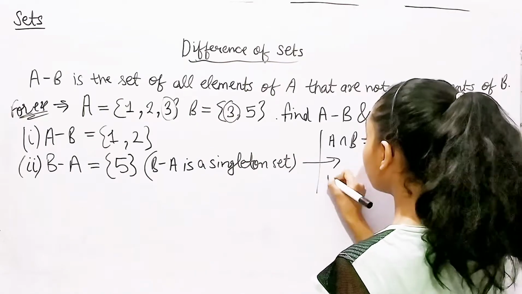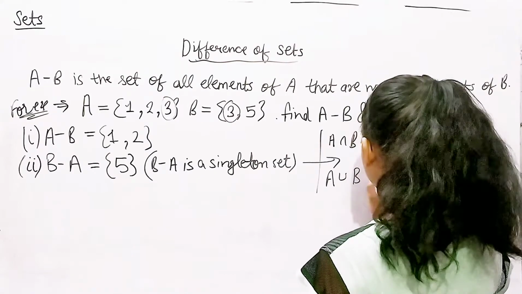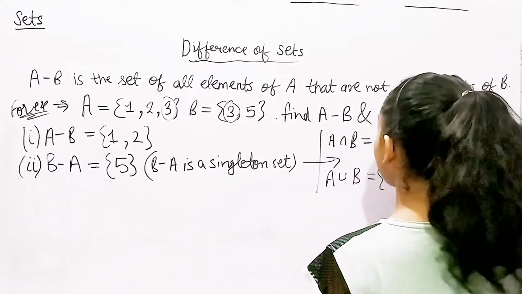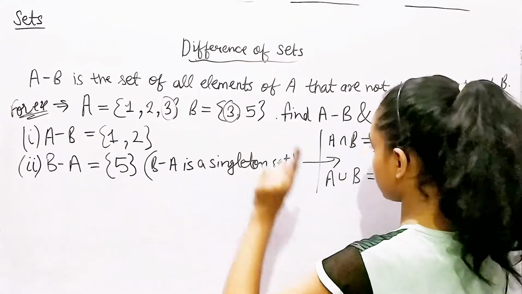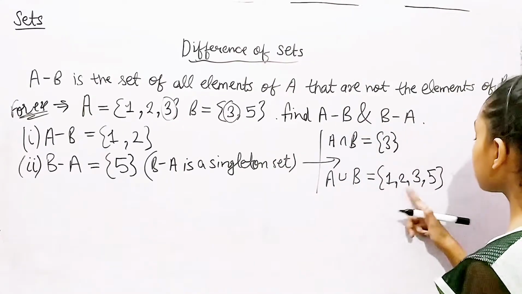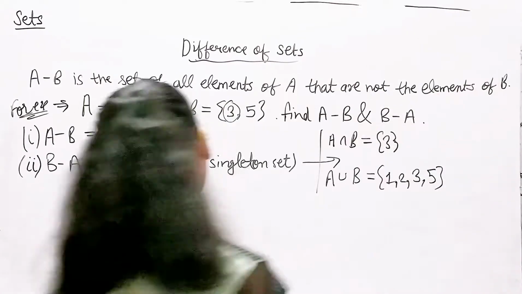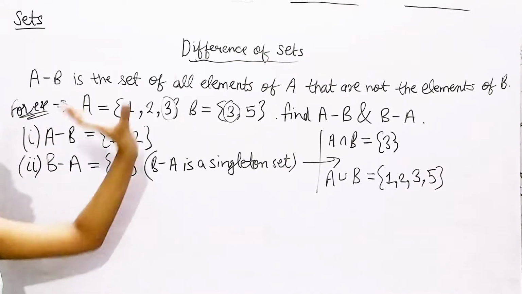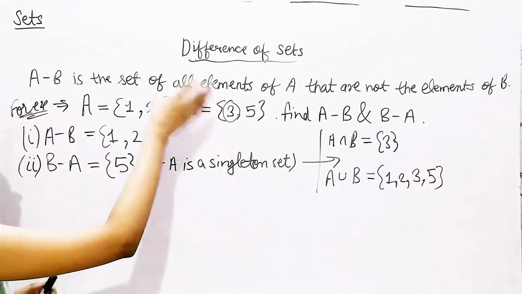And if we talk about the union of sets A and B, A union B is going to be 1, 2, 3, and 5, because we're not going to repeat; we write all the elements once. So only 1, 2, 3, 5. That's it: intersection of sets, union of sets, and difference of sets. We mainly discussed the difference of sets, so those were the basic things we needed to understand.